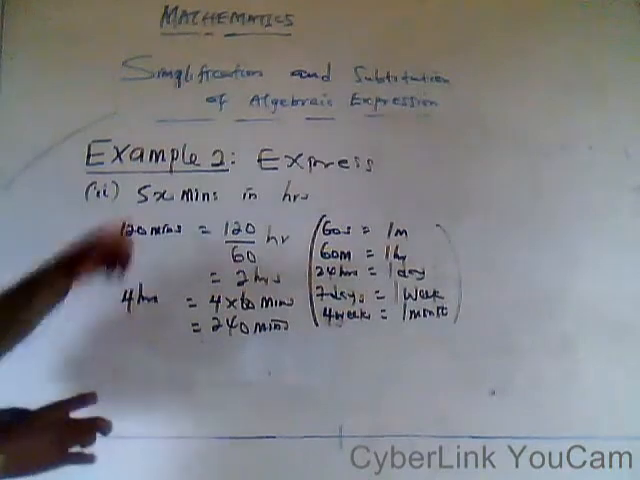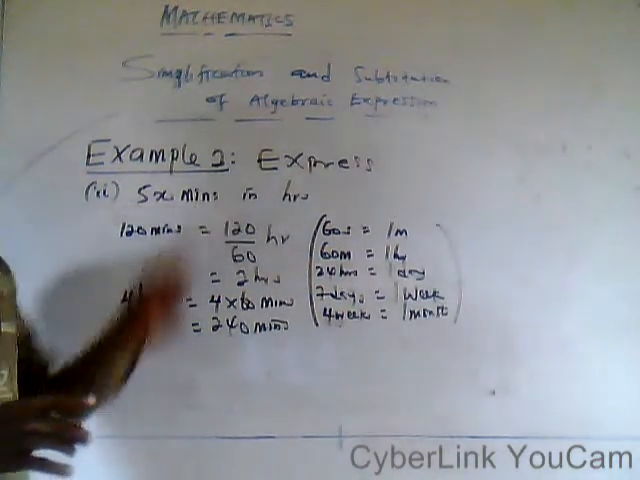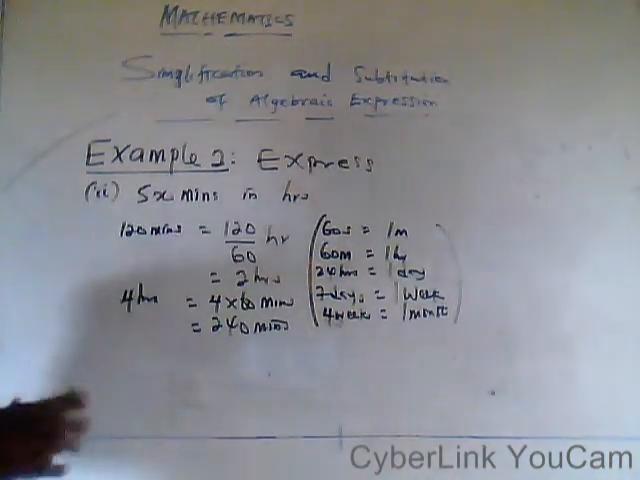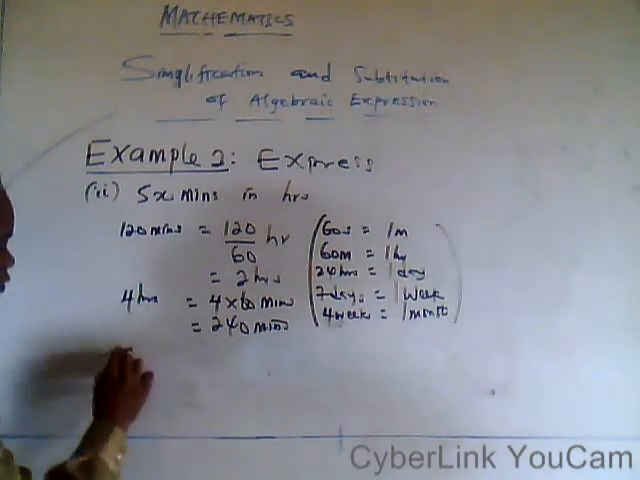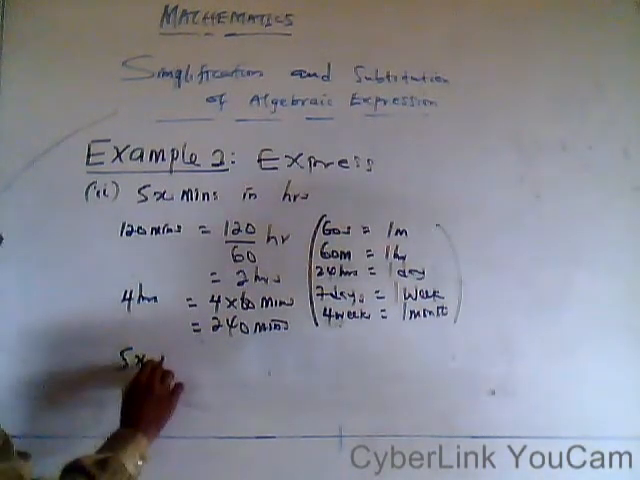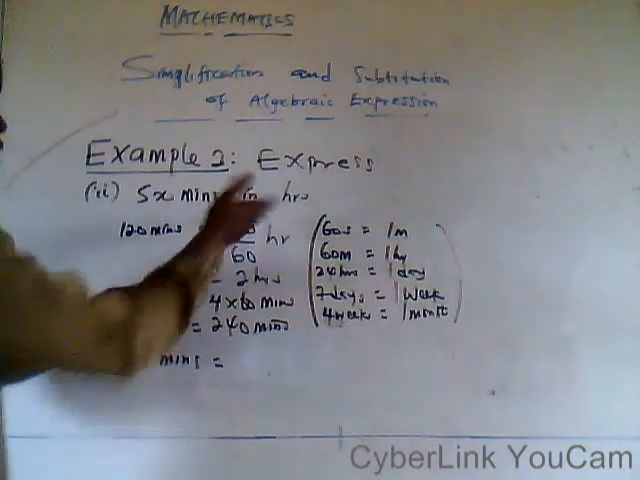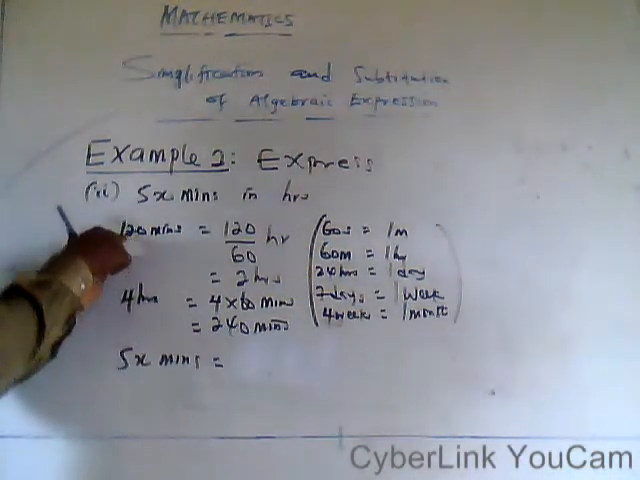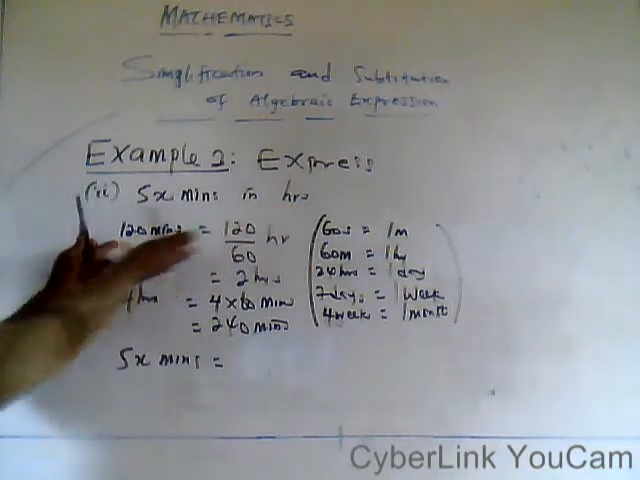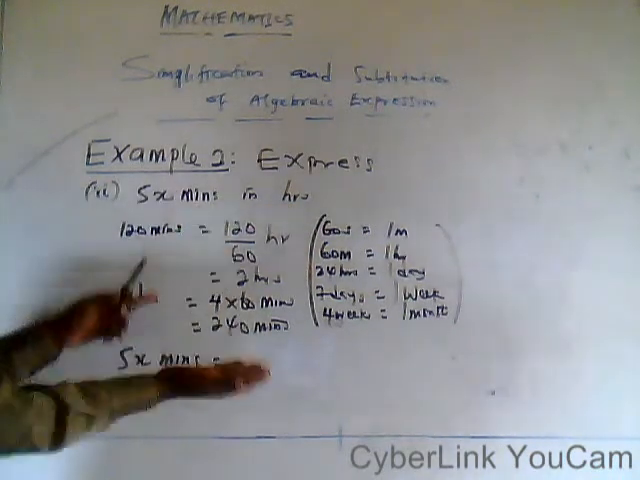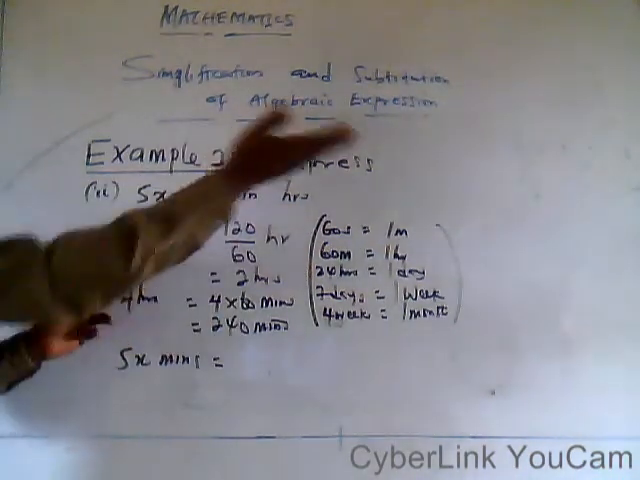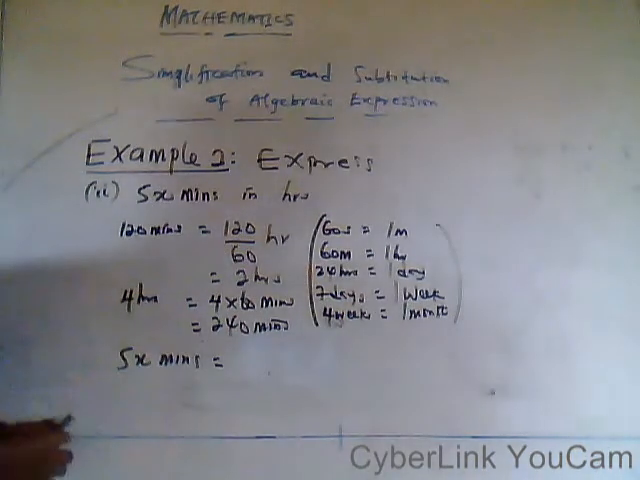The question is expressed in minutes, and we're going to hours. So you have 5x minutes. What will be the equivalence of 5x minutes in hours? So what do you do here? When you have it in hours and you are going to minutes, you multiply by 60.